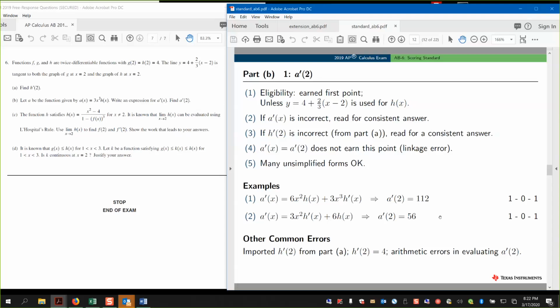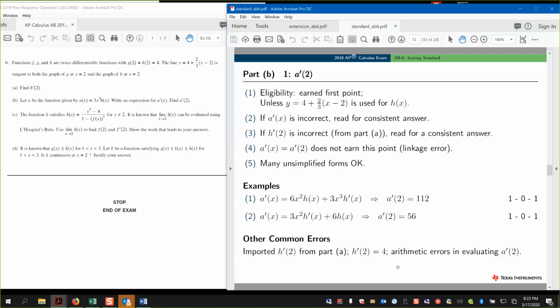And briefly, here are some of the other common student responses, some other errors. If a student imported an incorrect h prime of 2 from part A, they were still eligible for all 3 points in part B. That might take a little time to read, but we felt that that was the fair thing to do. So, for example, if they used h prime of 2 equal 4, the y-intercept, we did enough of these to know that a prime of 2 is equal to 240. So once you read a couple of these, we know what to expect and what to look for. And unfortunately, there were some arithmetic errors here in evaluating a prime of 2.